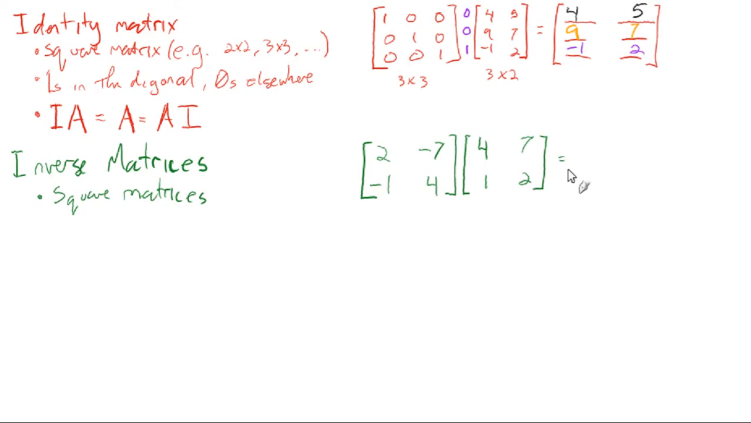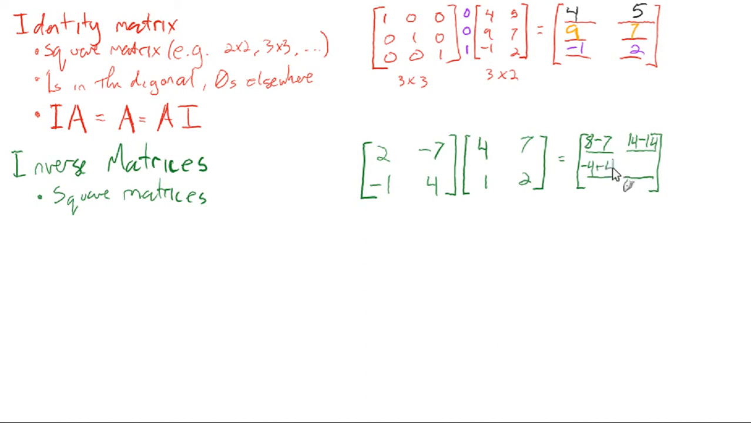Let's see what we get. Okay, we are going to get a 2 by 2 matrix. Done this enough times, we know why that is. We're going to do 2 times 4 is 8, and we'll do -7 times 1 is -7. So we move over here. 2 times 7 is 14. -7 times 2 is -14. -1 times 4 is -4. 4 times 1 is 4.